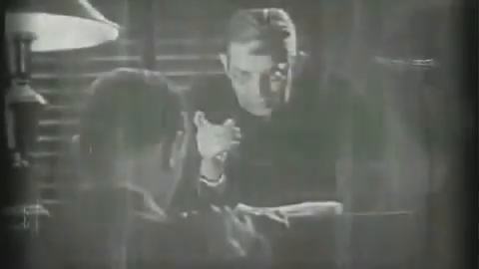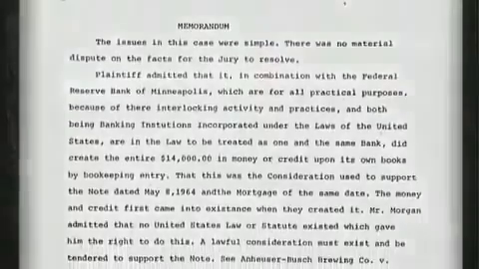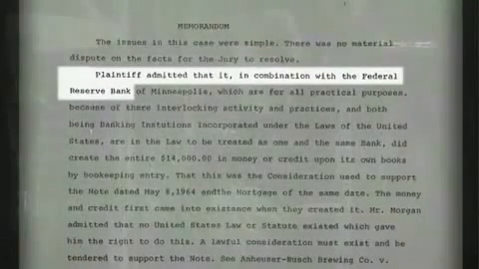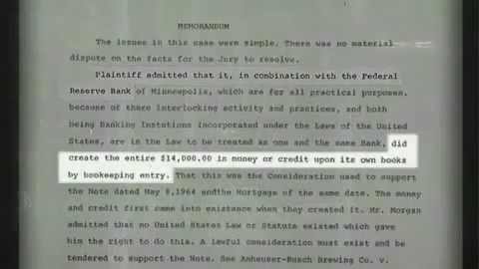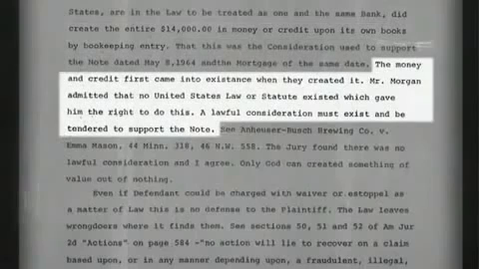As the court case progressed, the bank's president, Mr. Morgan, took the stand, and in the judge's personal memorandum, he recalled that the plaintiff, the bank's president, admitted that, in combination with the Federal Reserve Bank, it did create the money and credit upon its books by bookkeeping entry. The money and credit first came into existence when they created it. Mr. Morgan admitted that no United States law or statute existed which gave him the right to do this.